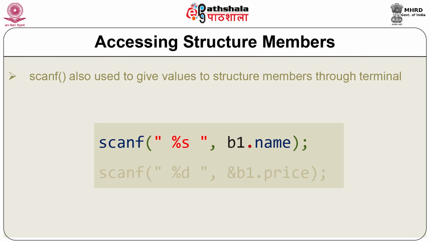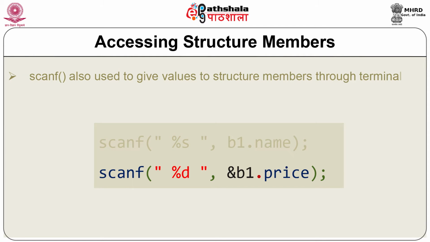So name is the field name and b1 is the structure name. scanf("%d", &b1.price). So this is book 1's price, which is given as an integer. In this, b1 is the structure name and price is the field name or member of the structure. So in this, you are using scanf for structure members.